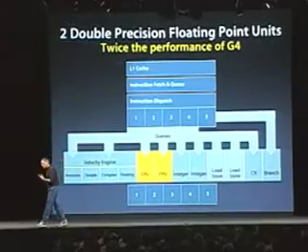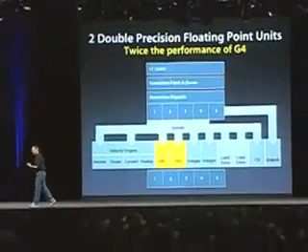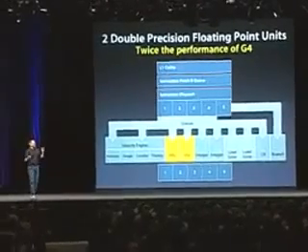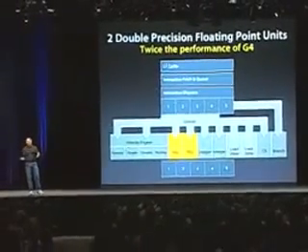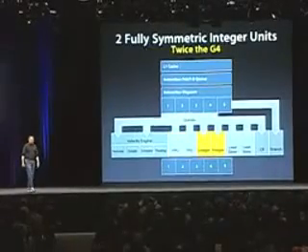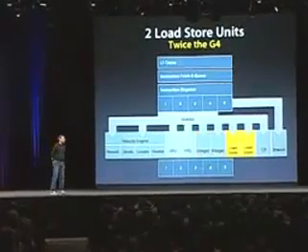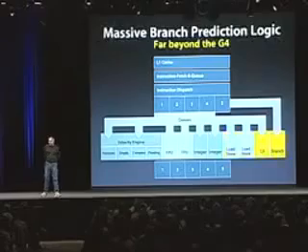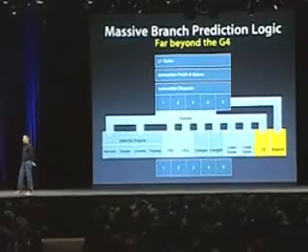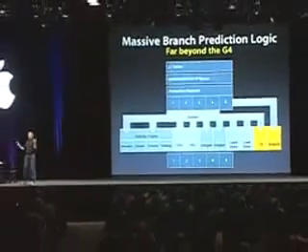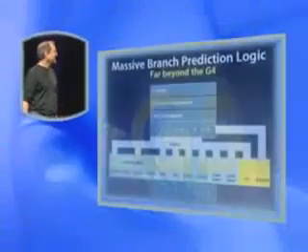It's got an optimized velocity engine with a dual pipeline design. It's got 2 double precision floating point units. That's twice the G4. This thing is a floating point monster, as you will see. 2 fully symmetric integer units, that's twice the G4. 2 load and store units, twice the G4. And massive branch prediction logic, which I don't know what it does, predicts branches. I don't know. But it's a good thing.